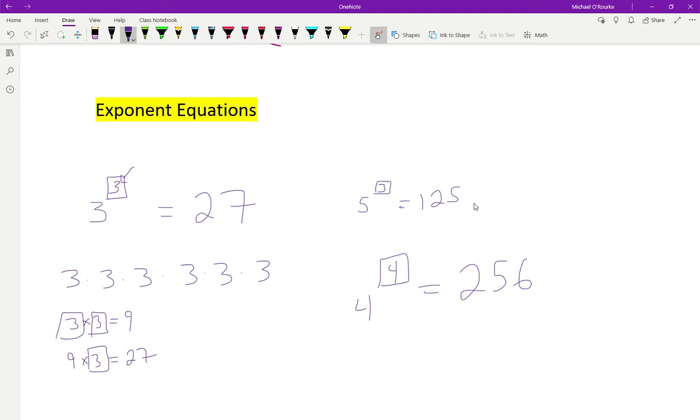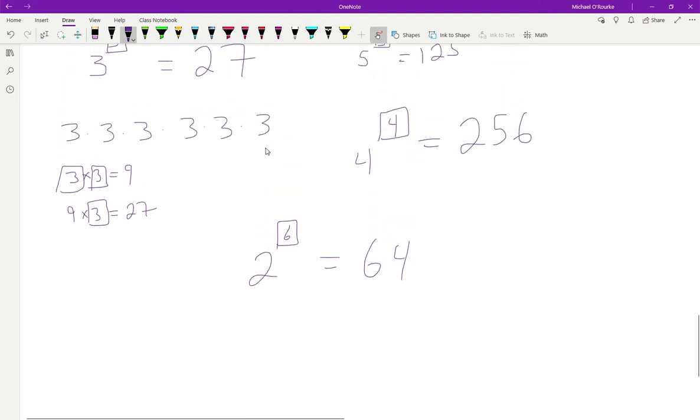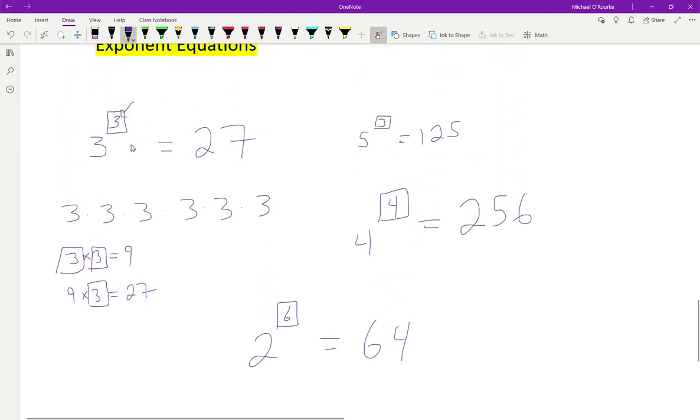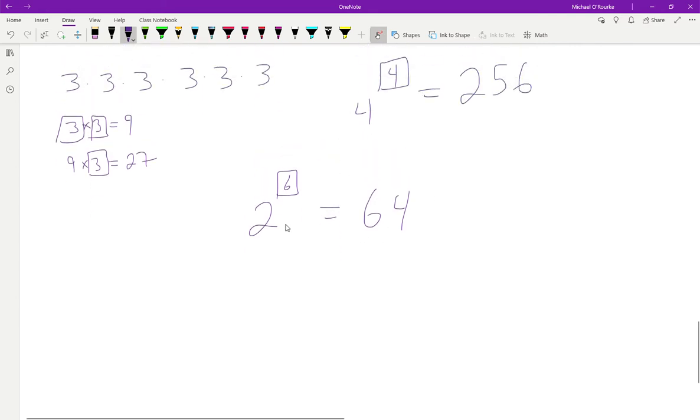Okay? Now let's do, what's 2 to the power of what equals 64? And that is 2 to the power of 6. So the main thing here is I want you to see how I can turn this number into a power. Okay? Knowing your multiplication tables and kind of getting to know your bases and stuff like that will help you out. Okay?